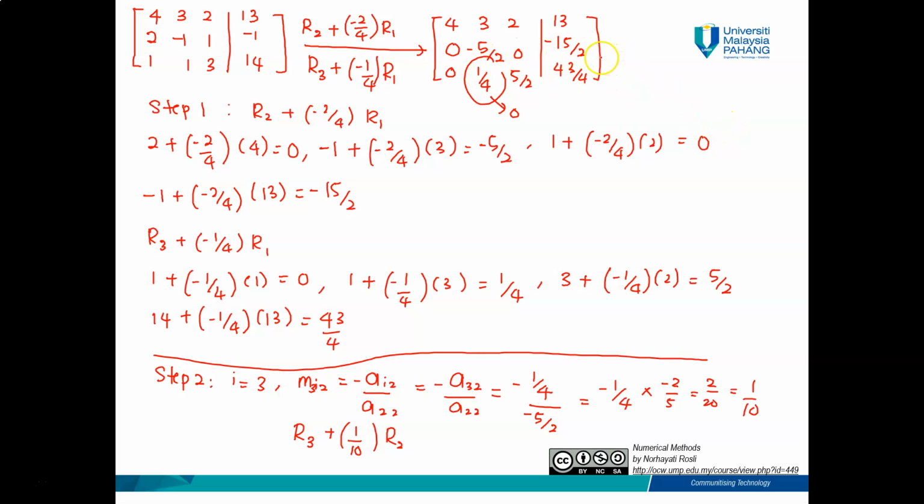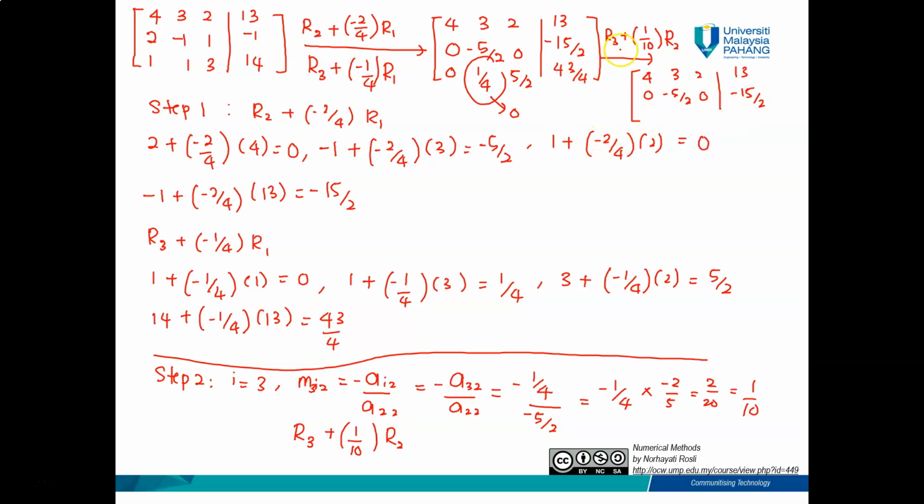We will have a new operation, which is used to change the values at row number 3. So we have R3 plus 1 over 10 times R2. And then, class, based on this, you will get your new matrix. When we change this, the first row is not changed: 4, 3, 2, and 13. The second row remains the same also: 0, negative 5 over 2, 0, negative 15 over 2.